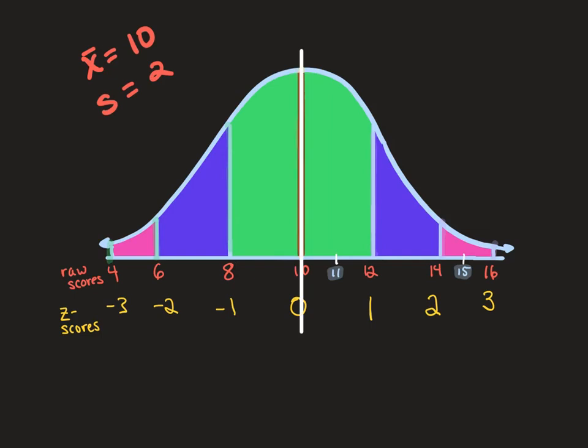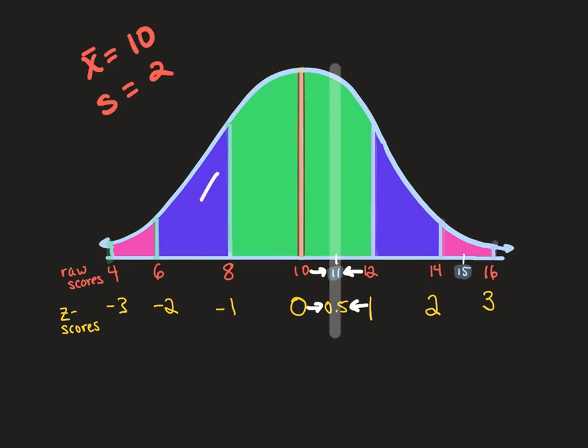As we move closer to the center, scores become more likely and thus more probable when we're looking at random selection. You might have noticed that the raw score of 11 is directly between the raw scores of 10 and 12. Because 10 and 12 correspond to z-scores of 0 and 1 respectively, the score of 11 falling directly between them will correspond to a z-score of 0.5. We can see that its location on the graph aligns.